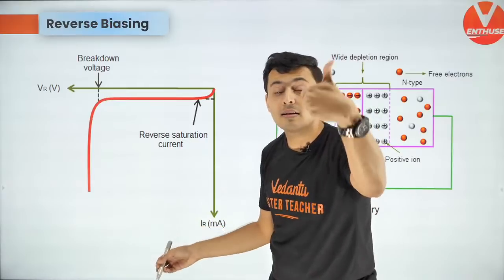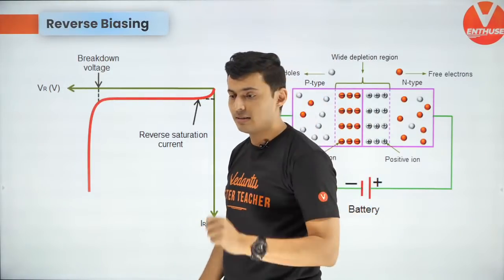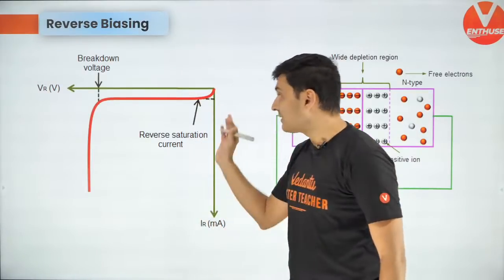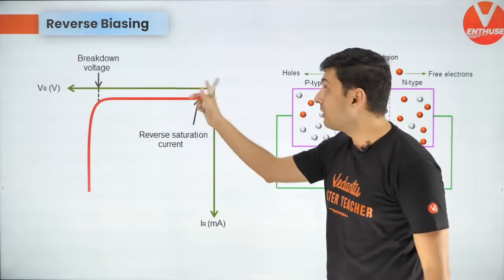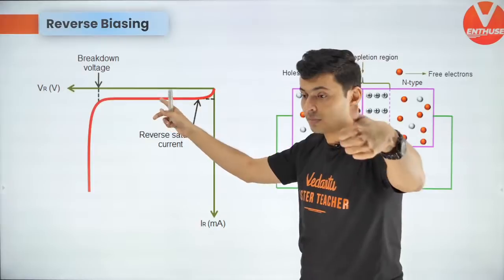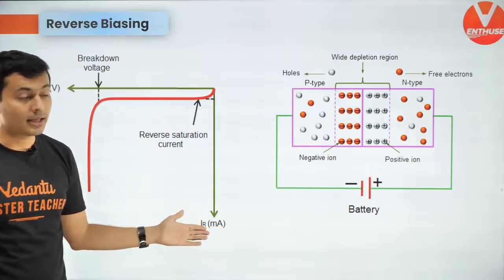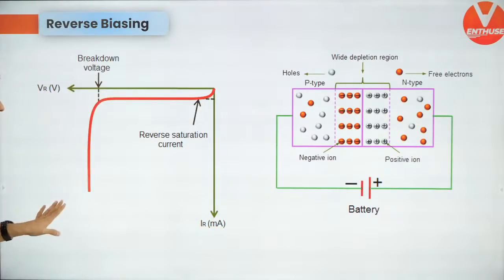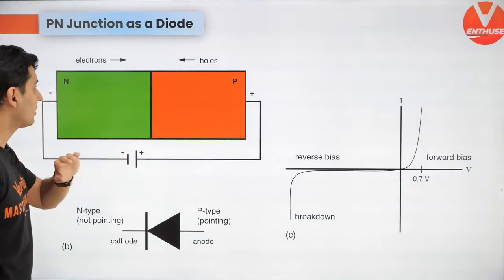So in reverse bias, is a diode conducting? Yes or no? Come on, answer this. In the reverse bias, is a PN junction conducting or non-conducting? Think about it. No, it is not conducting. Very good, excellent. Unless it reaches the breakdown, it is non-conducting, and that makes the complete characteristic.